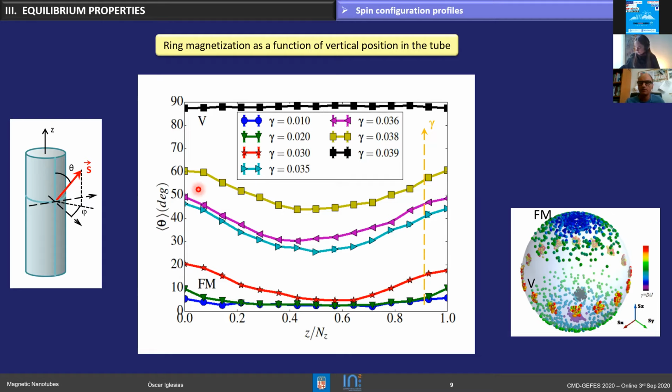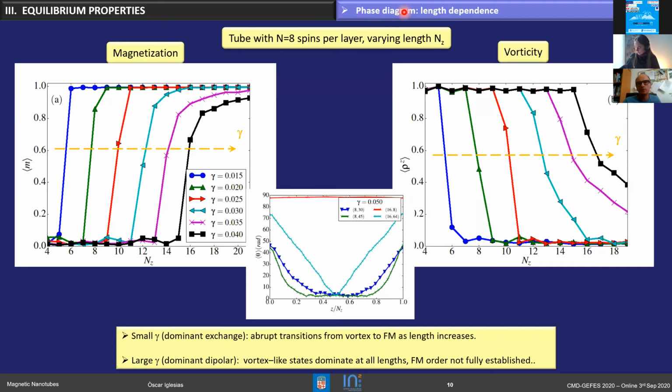Then we can also study what happens when we elongate the tube, the length dependence, which we see here as a function of the number of layers of the tube. For the magnetization and vorticity, what we see is that for small gamma values here and here, when exchange dominates, there's an abrupt transition from the vortex to the magnetic state. So the helicoidal states are not favored. Whereas for large gamma, dominant dipolar, we see a vortex-like state that dominates at all lengths. And again, in the middle, at intermediate values of gamma, we see that helicoidal states form.